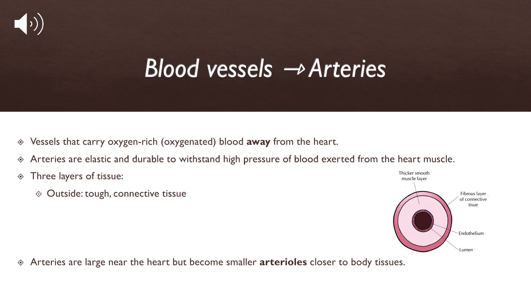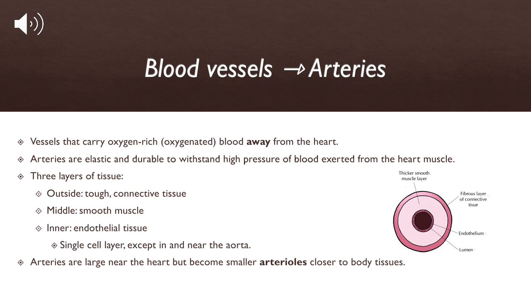We've got this outer, tough connective tissue to protect the artery. We've got this middle smooth layer that allows for some more elasticity to withstand that high pressure exerted from the heart muscle. We've got this inner endothelial layer. It's going to be 1 cell thick, but closer to the aorta, which is the major vessel leaving the heart, there's a lot of pressure, so that endothelial layer gets a little bit thicker.